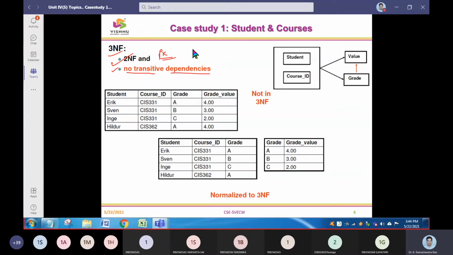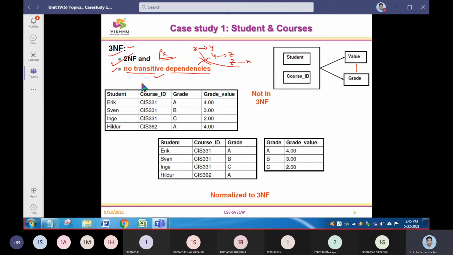You are very familiar with the transitive property. What is transitive property? X to Y, Y to Z, and so X to Z, right? This is a very, very simple property, and this property should not be in a table. Then we can say there is no transitivity. If there is no transitivity, then you can say my table is in third normal form. Very simple. So in third normal form, there should not be any transitive dependencies.